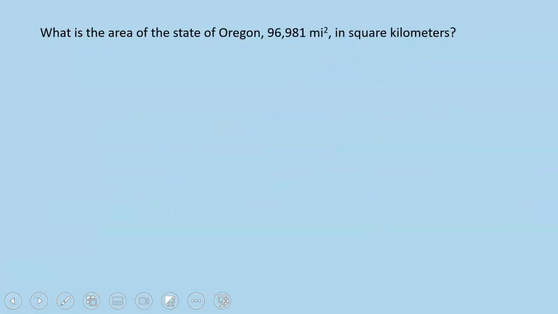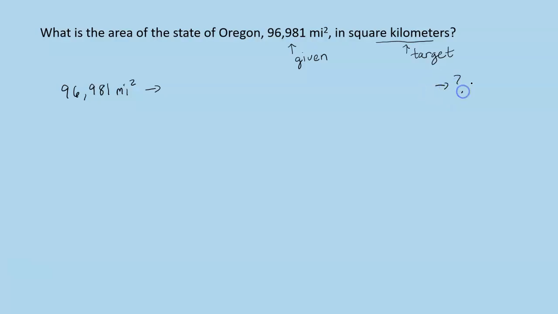Now in this next example, we are looking at area, which is in squared units. And they give us 96,981 miles squared and asking what is the area in square kilometers. Okay, so the square kilometers is our target, and the only information that they give us has to be the given information that we start with. Okay, so starting with that 96,981 miles squared, and asking at the end, what is that in kilometers squared?